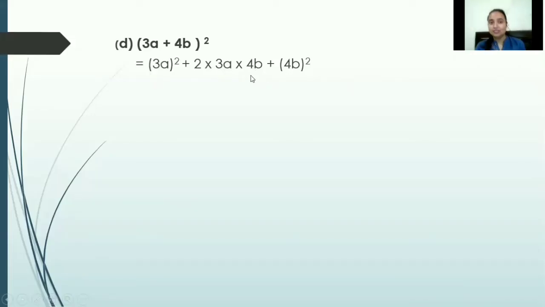Now the next one: (3a + 4b)². Square of 3, not 3 2s are 6, okay? Don't make the silly error. 3 square means 9, 3 3s are 9. So 9a² plus 2 3s are 6, 6 4s are 24, so 24ab, plus 4 square. Again, don't do 4 2s are 8. You have to do 4 multiply 4. So 16b². Done. Which identity have I used? (a + b) whole square, a² + b² + 2ab.